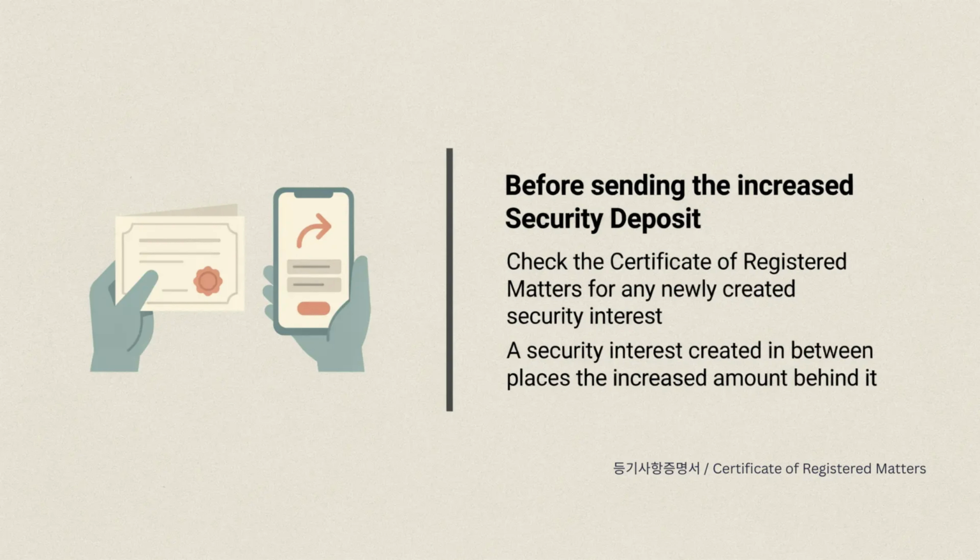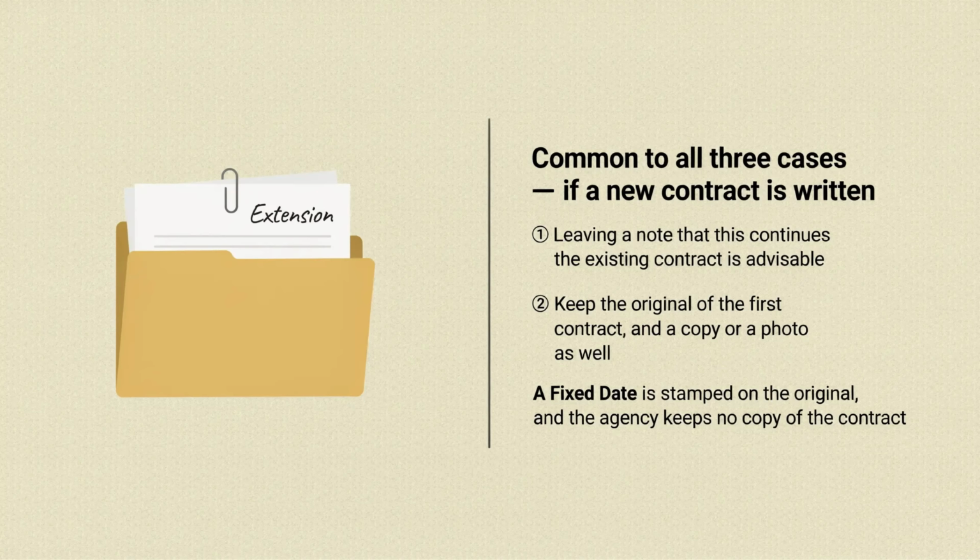Something is common to all three cases. It is writing a new contract as part of the renewal. Two things are worth remembering. First, if the new contract reads as replacing the first one, a dispute can arise over whether the first contract still has effect. Leaving a note that this continues the existing contract is advisable.